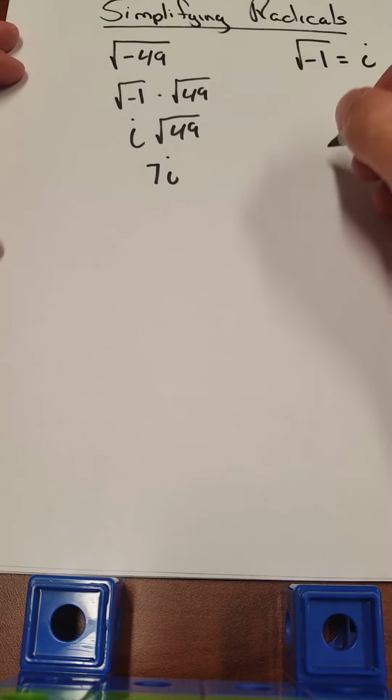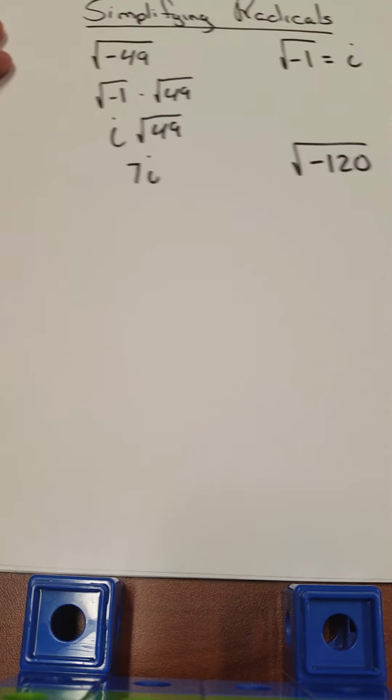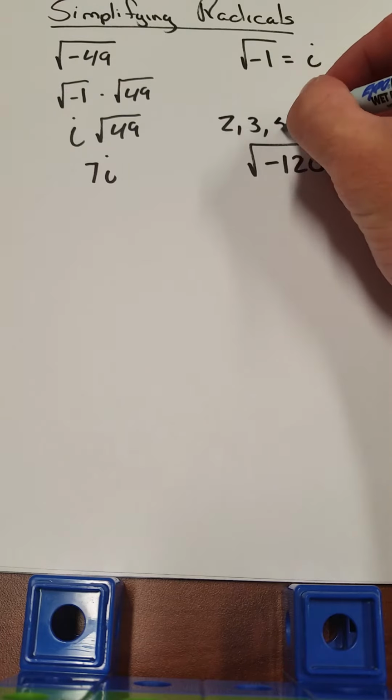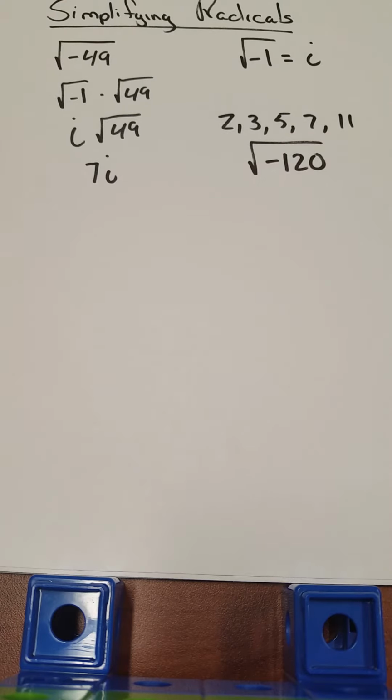Let's look at one that's a little bit more complex. So let's say the square root of negative 120. All right, this one takes a little bit more work. 120 is not a perfect square. So my rule of thumb when simplifying square roots is to only divide by prime numbers. So 2's, 3's, 5's, 7's, and 11's. Go by those prime numbers, and you can pretty much break down any number.